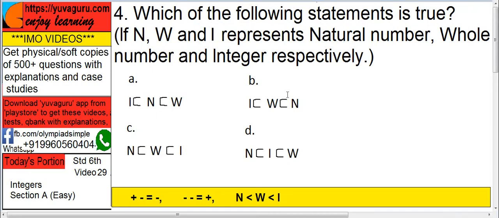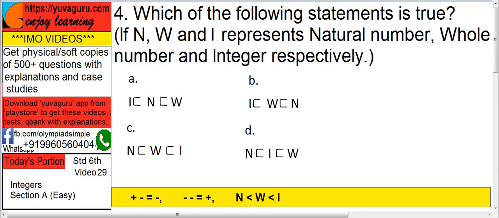This sign, you can call it an elongated C, is always known as a subset. Subset means the one is smaller than the other, meaning this left one is smaller than the other. So which is true? Natural number is smaller than the whole number. Whole number is smaller than the integer. So N is a subset of W. W is a subset of I.